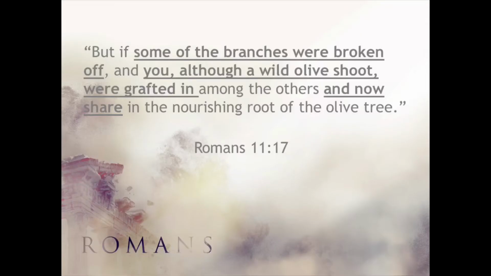Paul says in verse 17 that some of the branches were broken off and that the Gentiles, pictured as wild olive shoots, were grafted in, able now to share in the nourishing root of the olive tree. And we see how covenantal theology and dispensational theology can both be supported by this imagery. That's what makes it so confusing of which one of these is correct, or is there something in between the two that is actually the most accurate.